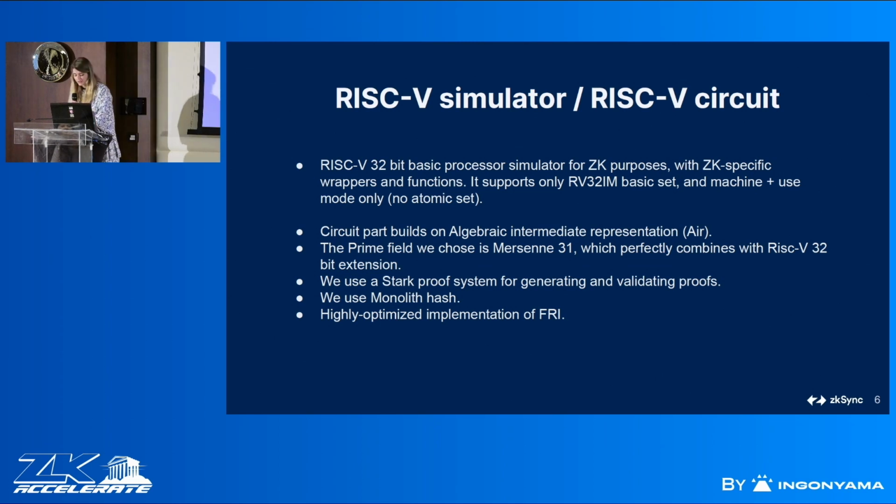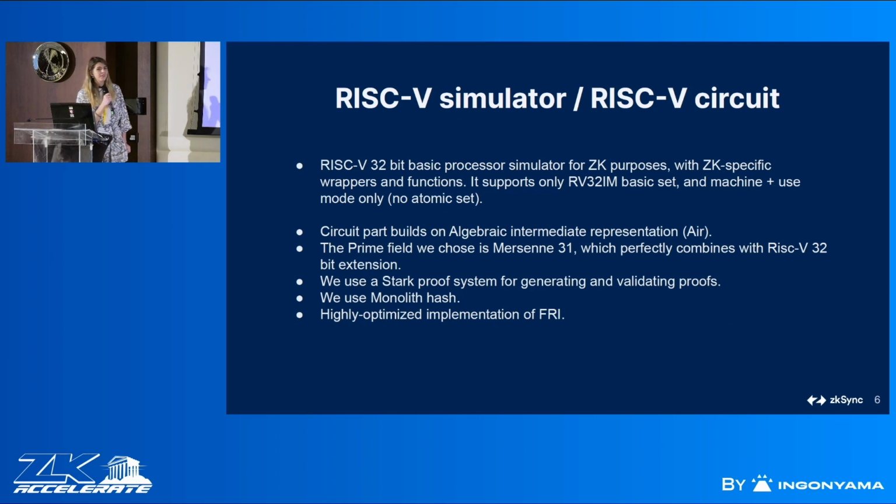Interesting to say that we use the Mersenne field 31, of order 2 to the power 31 minus 1. I think it perfectly matches the RISC-V extension that we have, 32 bits. And as you know, in a small field, operations are cheaper. Another interesting thing is we use an AIR constraint system. Do you know why? Because we're going to use STARK.